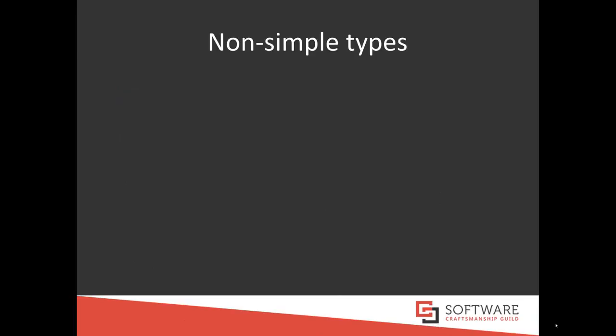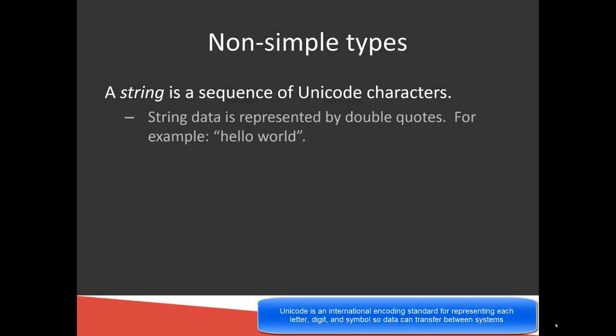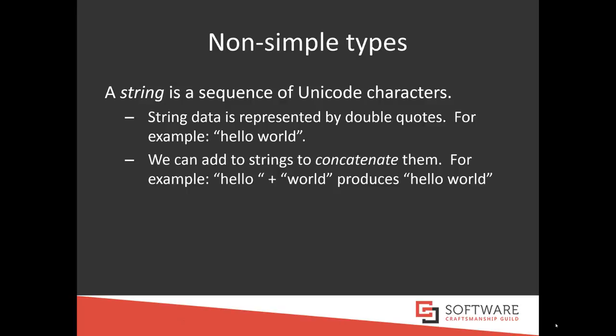Last, there's a couple non-simple types that are built in that I want to draw your attention to. A string is a sequence of Unicode characters. String data is always represented by double quotes, so if we have a single character that's a char type, we use single quotes. For a string, we use double quotes, just like in our Hello World example. We can add 2 strings together using the plus sign. This is called concatenation. So for example, if we have the string hello plus the string world, that would produce a single string, hello world.